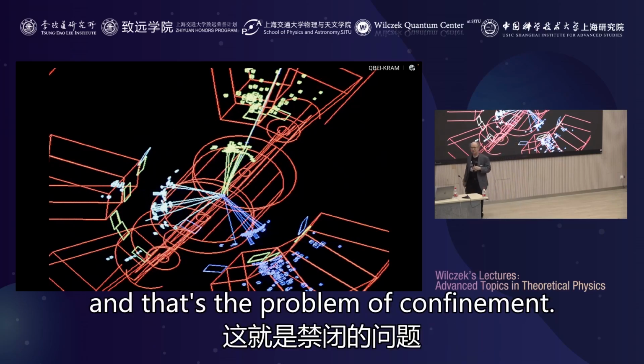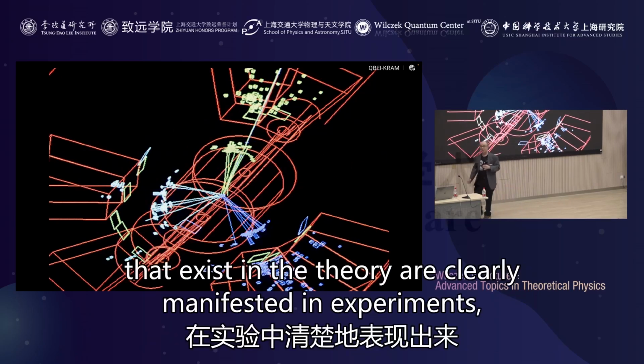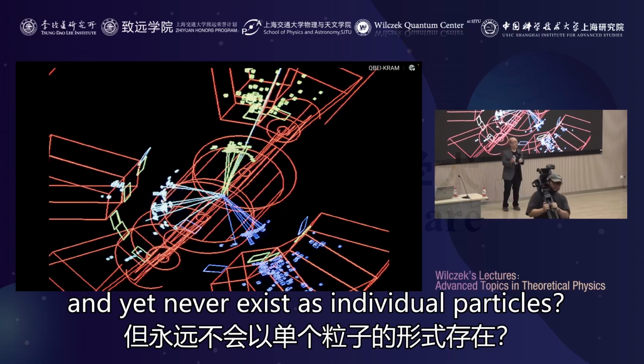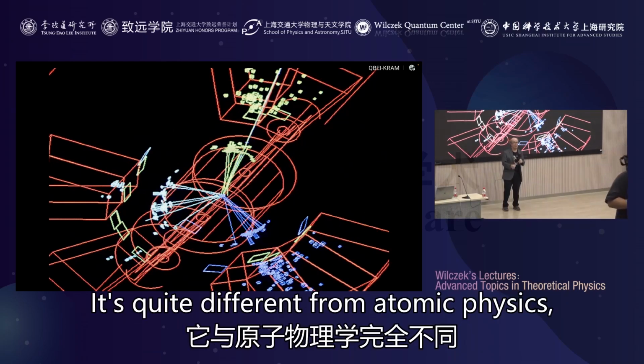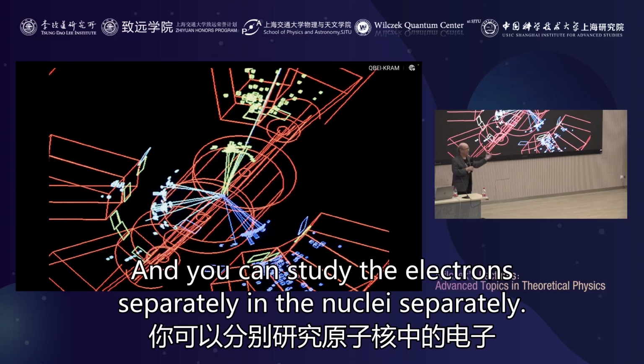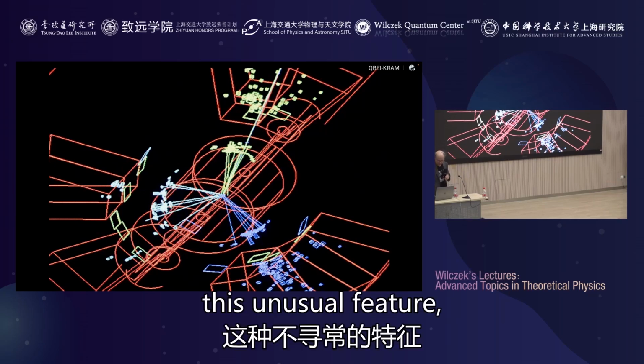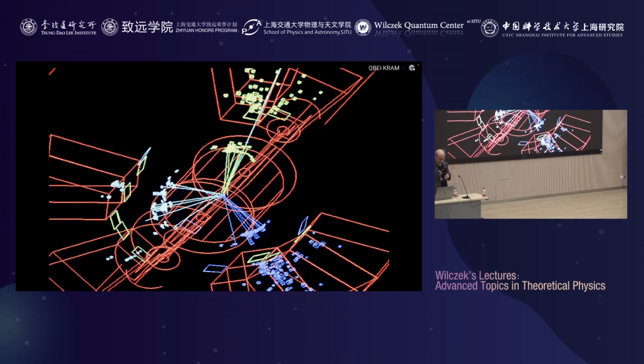And that's the problem of confinement. How is it you can have building blocks of the world of the strongly interacting particles that exist in the theory, that are clearly manifested in experiments, and yet never exist as individual particles? It's quite different from atomic physics, where you can take apart the atoms into electrons and nuclei, and you can study the electrons separately and the nuclei separately. This tension, this unusual feature, is the problem of confinement.